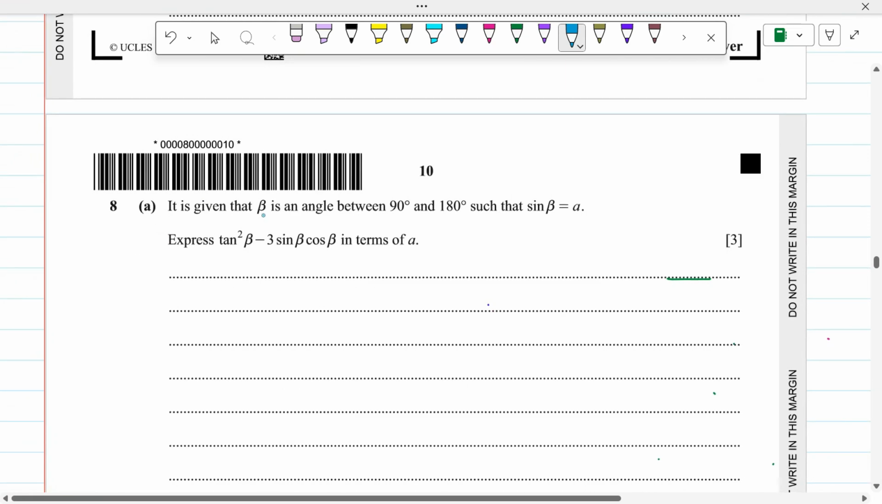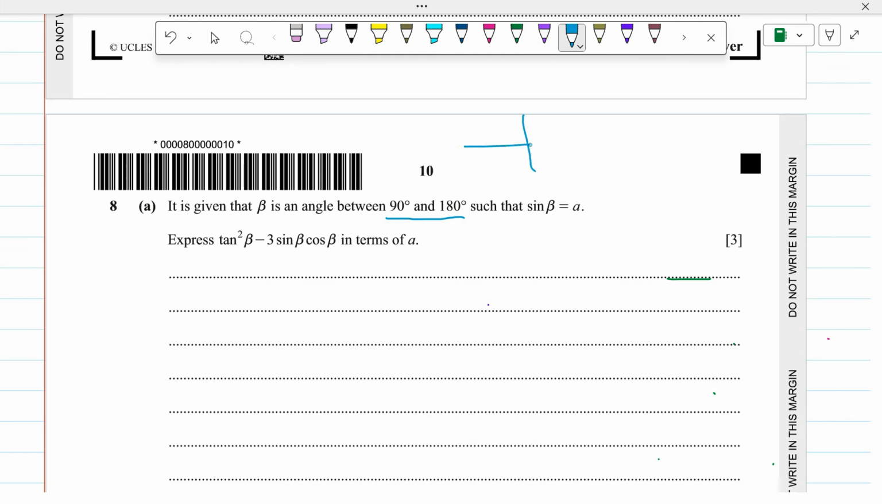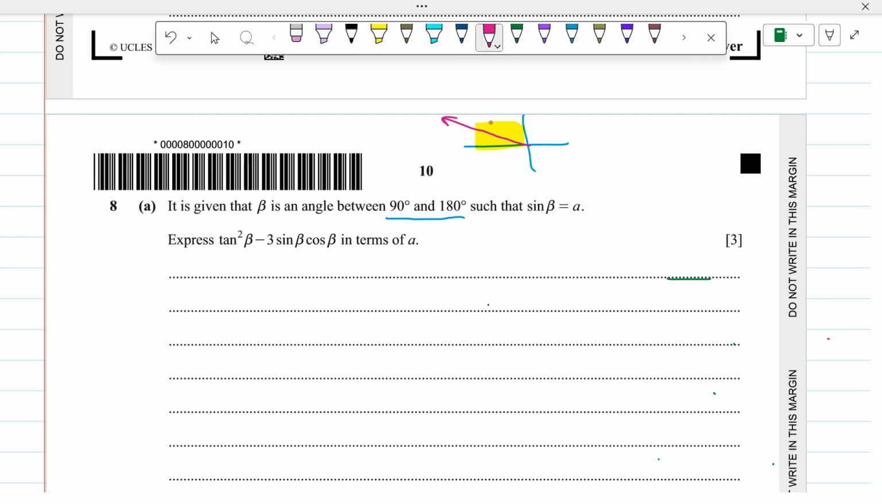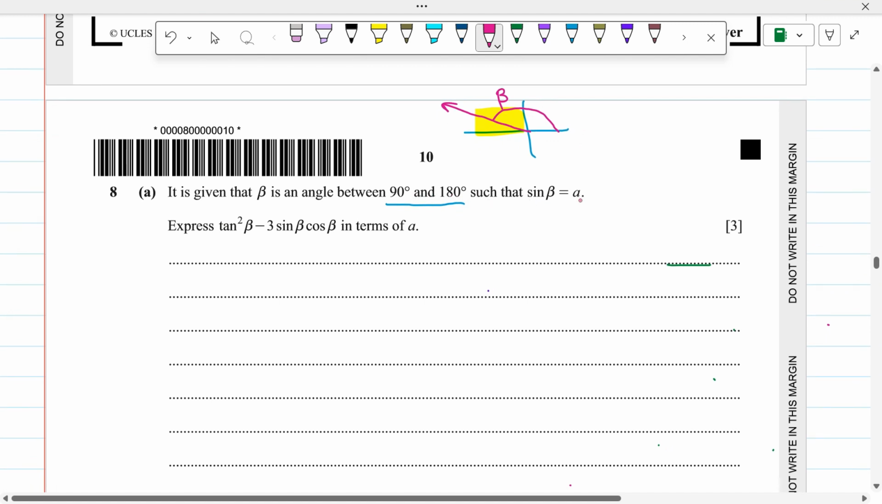Question number 8. It is given that beta is an angle between 90 and 180, which means it should be in the second quadrant. Okay, beta is in the second quadrant, such that the sine of beta is a.